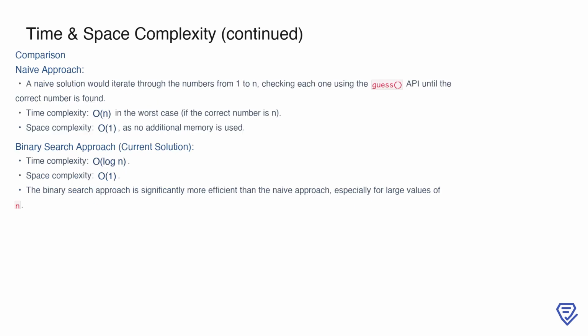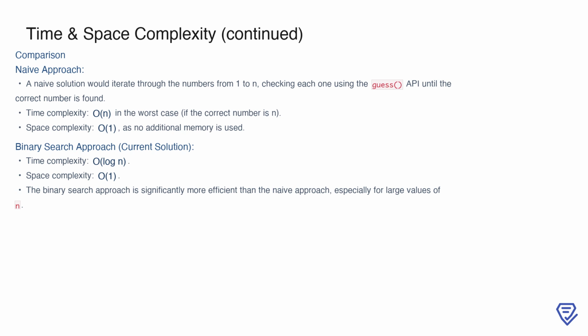When comparing this binary search approach to a naive solution, the advantages become clear. A naive method would check each number sequentially from 1 to n, calling the guess API for every number until the correct one is found. In the worst case, this approach would require n iterations if the target number is at the end of the range, leading to a time complexity of O(n). However, the space complexity for the naive approach remains O(1), as no additional memory is needed.